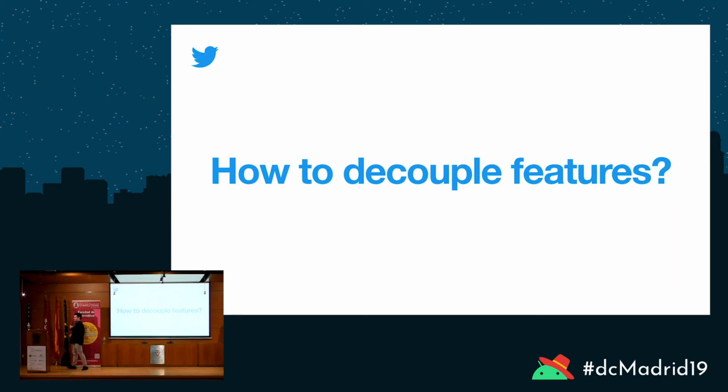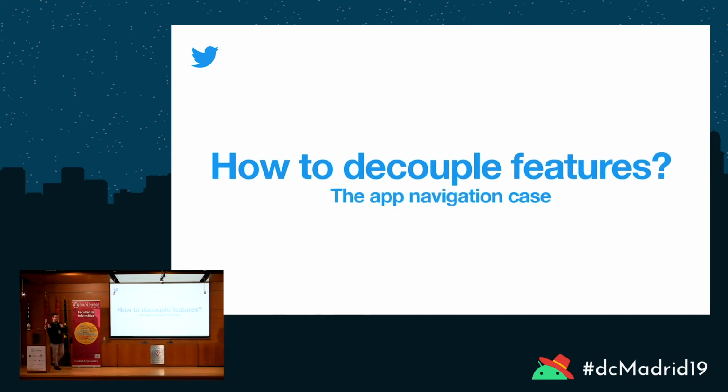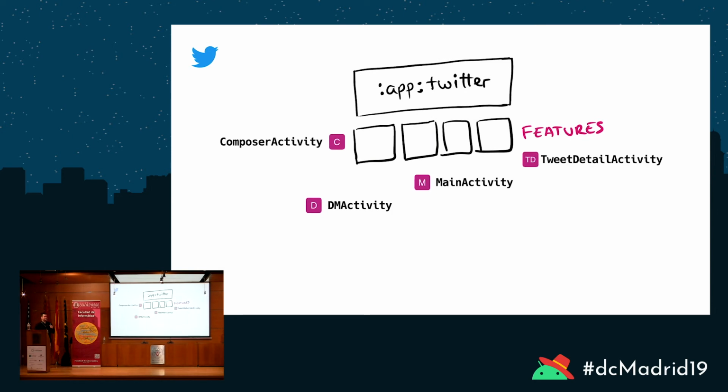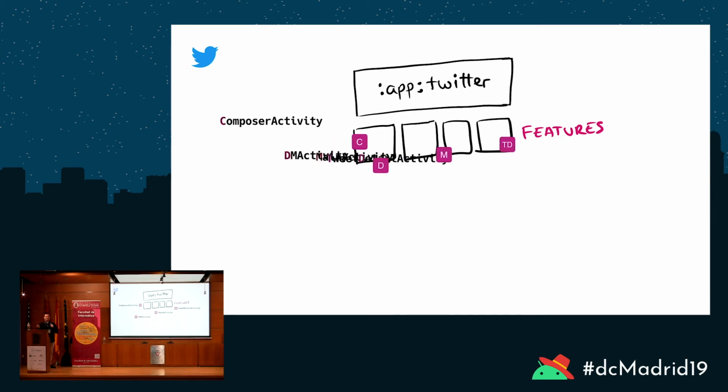So then, we've been talking about feature modules already, and we can improve the experience of working with them by using Dagger, by decoupling these feature modules. Namely, we're going to talk about app navigation. In a modular app, we typically have our features in separate Gradle modules. So we have this composer, DM activity, main activity, whatever. How can we start these activities that we cannot see?